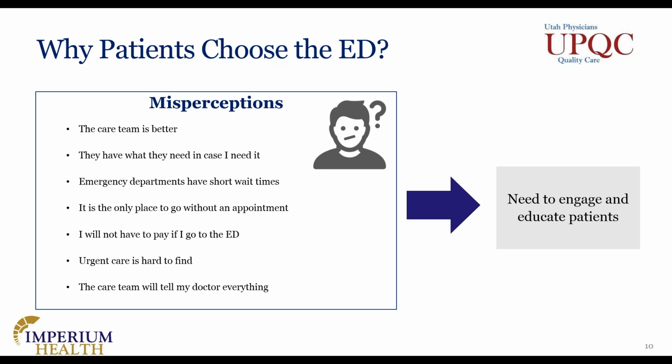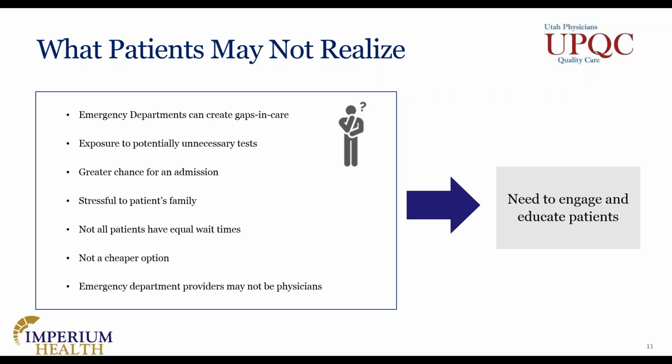So those are things that we're going to have to bring our patients in and make sure we're educating them on. Patients may not realize that just the same way there's that kind of lack of communication, that can result in a gap in information. You're potentially going to get those unnecessary tests. You have a greater chance for an admission. Now, an admission might be necessary. That observation stay might be necessary. But if it's not, you're potentially exposing yourself to other illnesses or other sick people that it's always nice to try and stay out of.